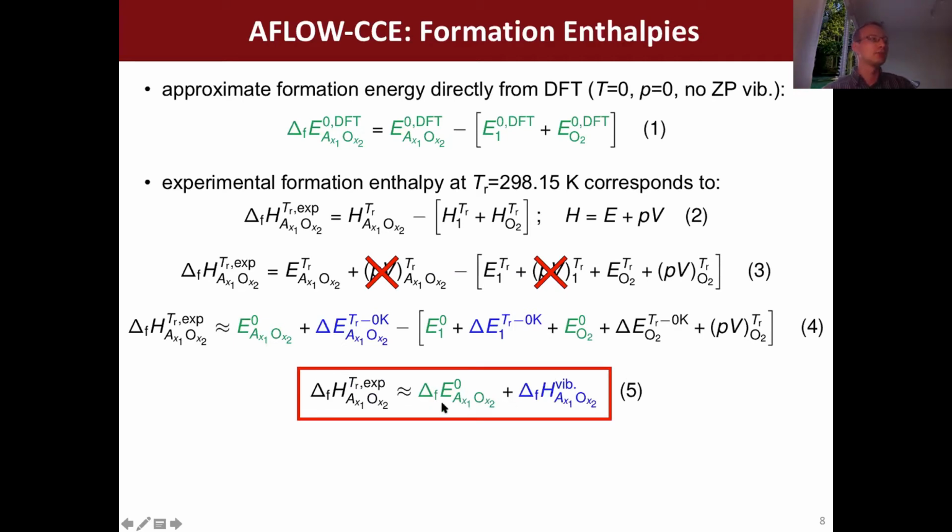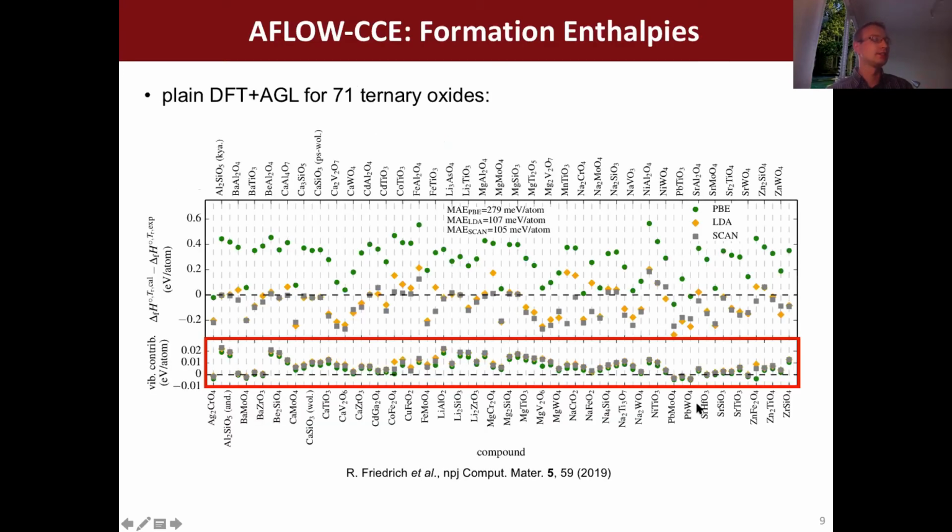And since we can now calculate both these terms, we can look at what actually gives us the big errors. Is it this term, the green term, or is it the blue term that comes from the finite temperature effect? And this is what I did for 71 ternary oxides. And you can see here, they are listed on the bottom and top. And in this lower panel, with the red bars, you can see that this is the vibrational contribution. And this is very small, because it's maximally something like 20 meV per atom. And so it's not completely negligible, but it is very small.